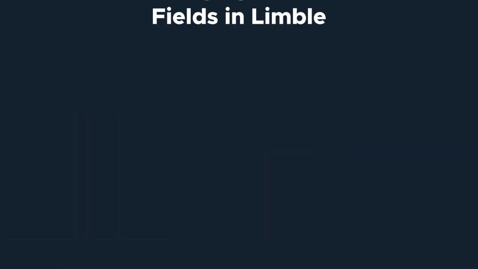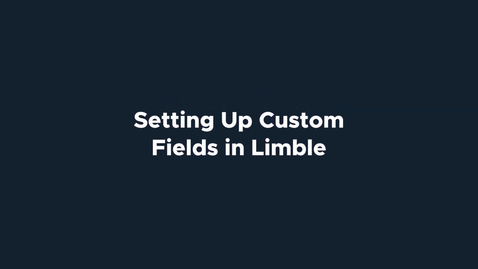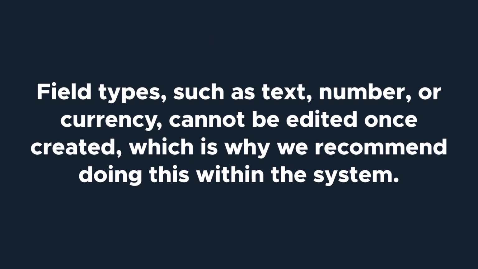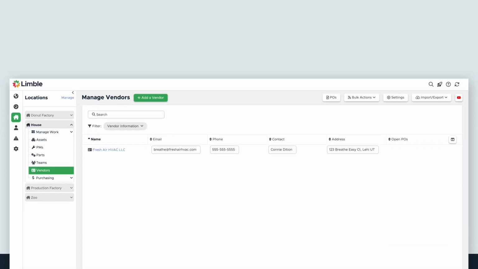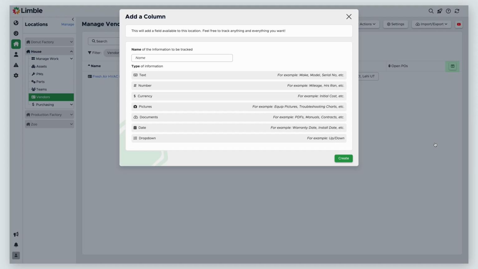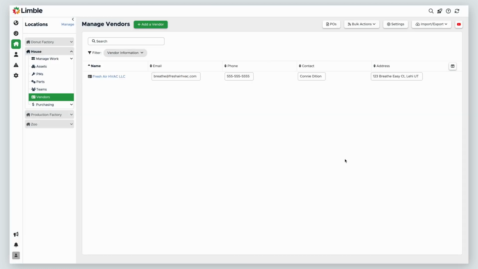Before performing a bulk import, make sure any custom fields are set up in Limble first. Field types such as text, number, or currency cannot be edited once created, which is why we recommend doing this within the system. To do this, navigate to the Manage Vendors page. Click on the Edit Visible Columns icon and click Add Column. Name your desired field. In this example, I want to add Secondary Contact as a field for my vendors. Then select your field type. I'll use the text type. Then click Create. When I configure my fields in the import file, I'll add Secondary Contact as a custom field. We'll cover this again in just a bit.